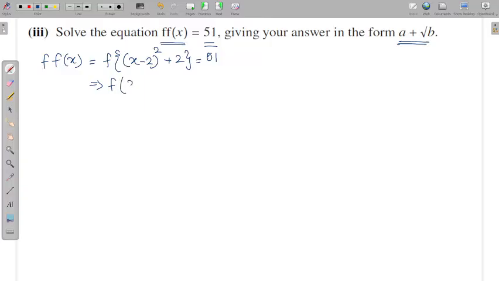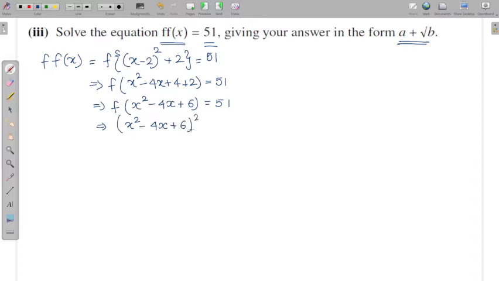So this will be x square minus 4x plus 4 plus 2 equals 51. So it will be f x square, so this will be minus 4x plus 6, that is equal to 51. Okay, I hope this is clear till this point. So once we get this expression, we have to again substitute this in place of x. So this will become x squared minus 4x plus 6 whole square.